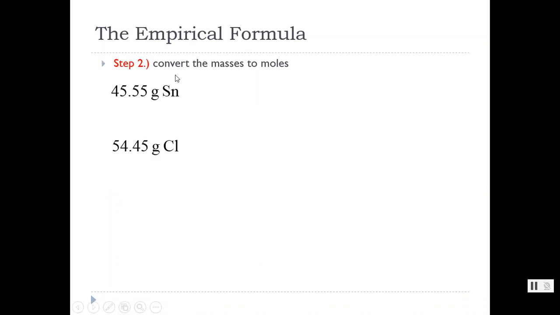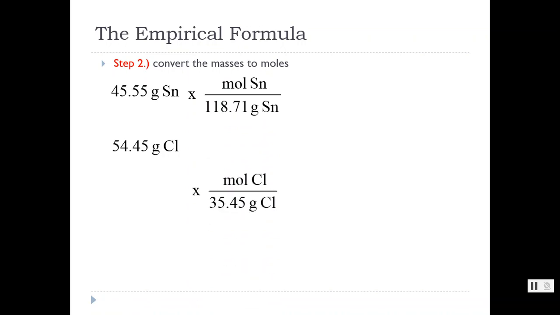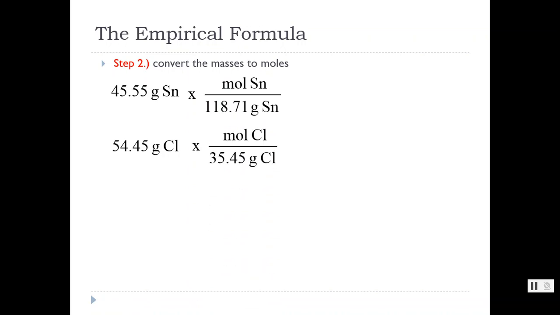The second step is to convert those masses to our favorite unit, yes, the mole. We convert from grams of substance to moles of that substance using that element's molar mass from our friend the periodic table that you should have handy with you. I see that tin has a molar mass of 118.71. Chlorine has a molar mass of 35.45.